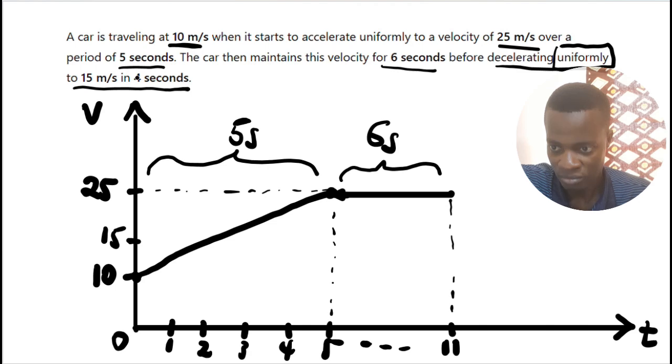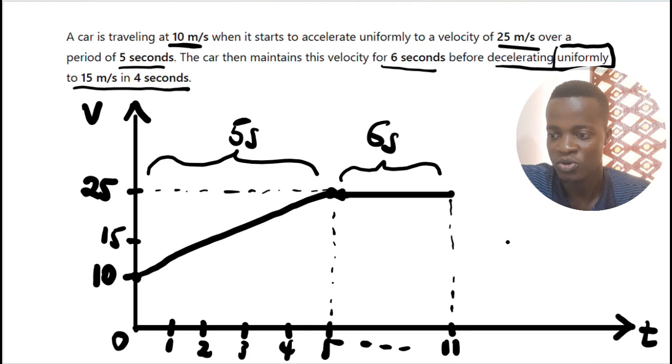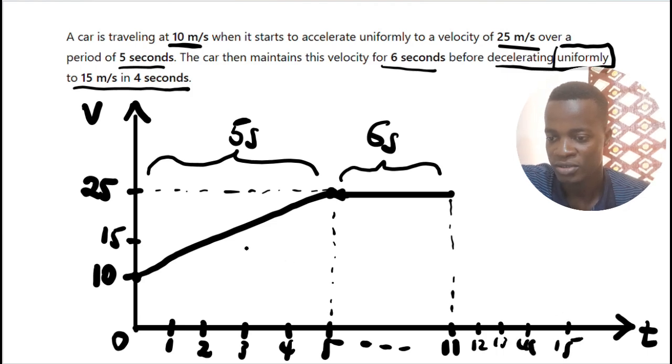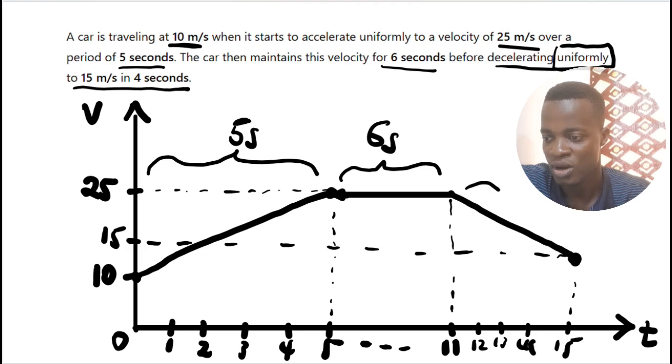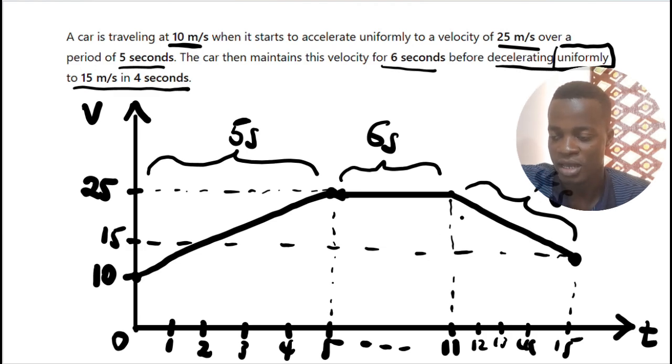From this 25, we are decelerating to 15 meters per second in 4 seconds. So this deceleration is going to happen in 4 seconds. If we add that 4 to the 11, we are going to have 15. So let's say 12, 13, 14, and 15 somewhere here. The 15 is where we are coming to. So it decelerates to get here, within 4 seconds, and we are now at this final velocity of 15 meters per second.